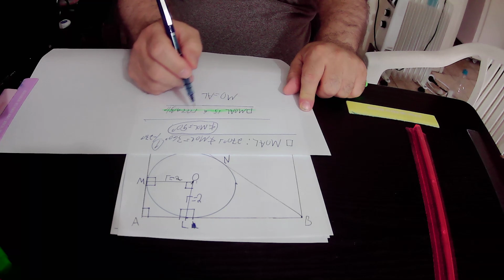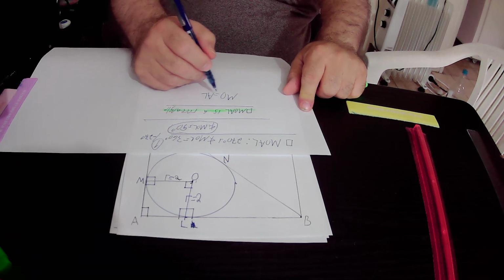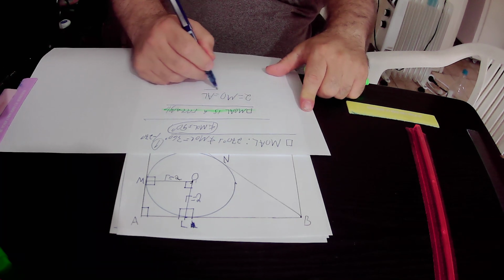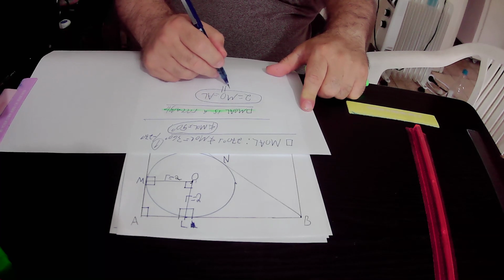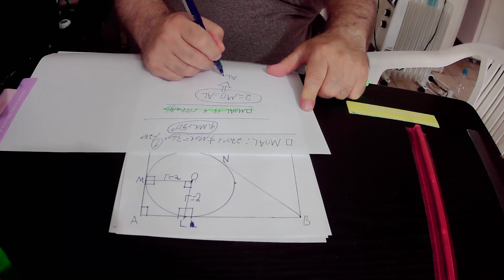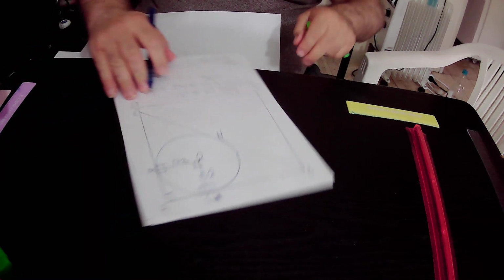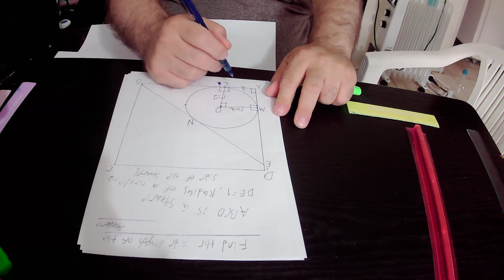What we found out, we already found out that MO equals 2 units. It is the radius of the circle. So we can write here that MO equals 2, and from this equation, 2 equals MO equals AL, we will derive that AL is also equal to 2 units. AL equals 2 units.